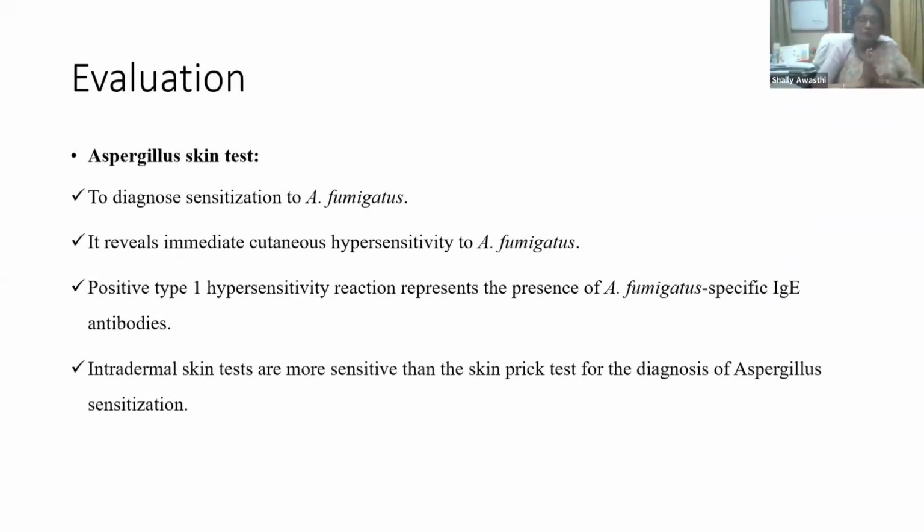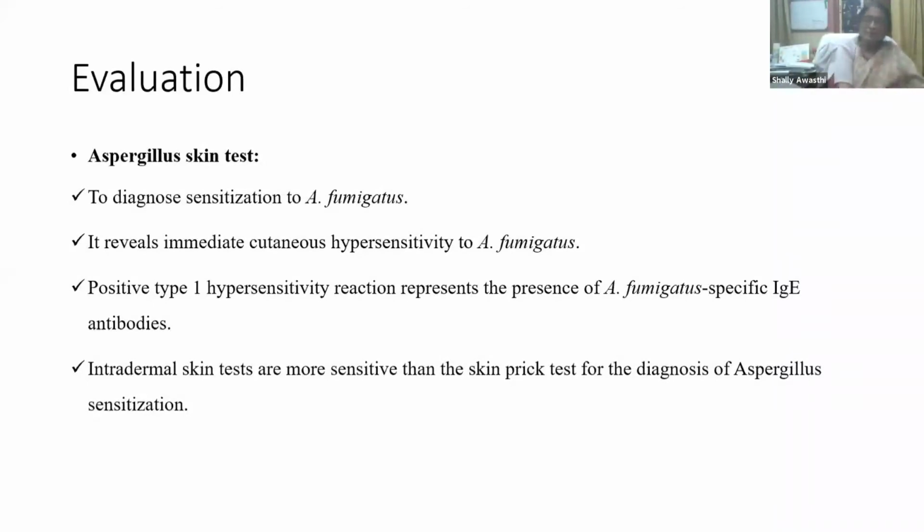We have to do an Aspergillus skin test in those in whom we suspect ABPA, to diagnose sensitization to AF. AF is Aspergillus fumigatus. It reveals immediate cutaneous sensitivity, which is a type 1 hypersensitivity reaction, and it indicates the presence of AF-specific IgE antibody. Now, we do it by Shiv-Puri criteria.